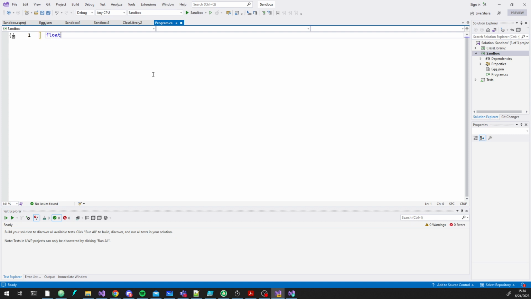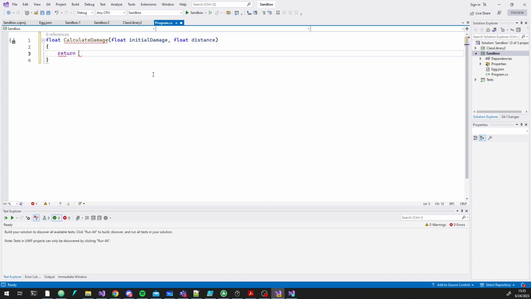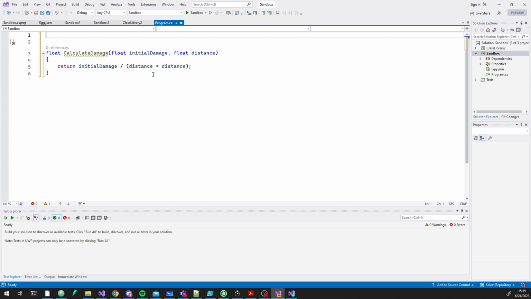Normally, whenever I'm making a generic method, one of the things that is often helpful is to write it as though it's not generic. Start by just assuming that it's a specific type. So float distance. We need float initial damage and float distance. That's usually helpful for me, because now we can just say return initial damage divided by distance times distance. And now we can see what the method looks like with a specific type.